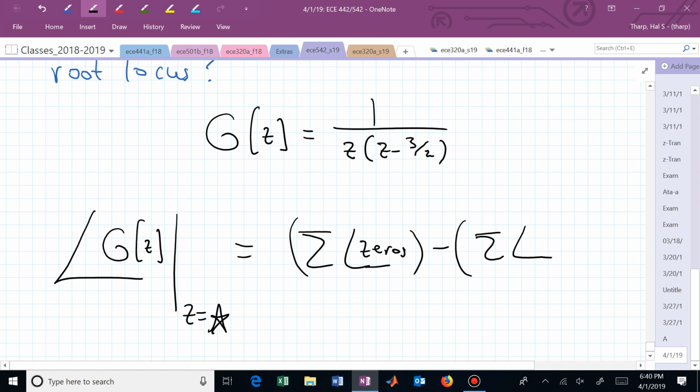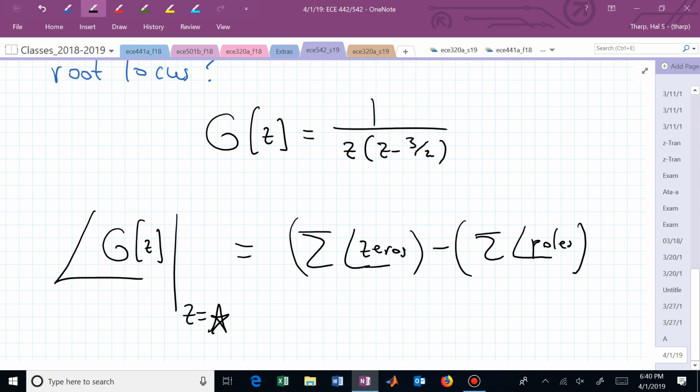Why do they subtract? If you think of each of these factors, you have zero factors and pole factors. Each of these factors has a magnitude and an angle. When you compare angles or try to find the net angle of G, you just add and subtract. If they're in the numerator, they add. If they're in the denominator, you're subtracting because they're downstairs.